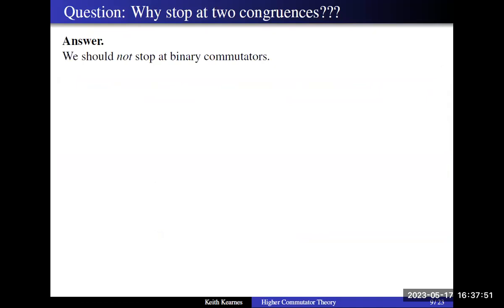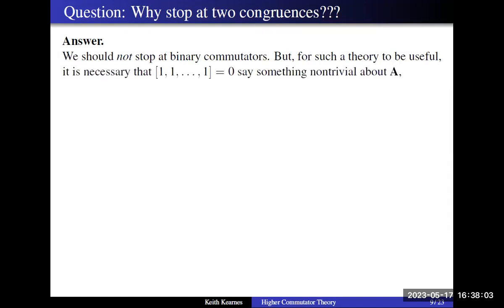That's the deception, though. I say we should not stop at binary commutators. It turns out that for groups, this isn't useful. I'm trying to make it look like it was useful for groups, but I'll confess in a moment why it's not really useful for groups. But I claim we shouldn't stop at the binary commutator.